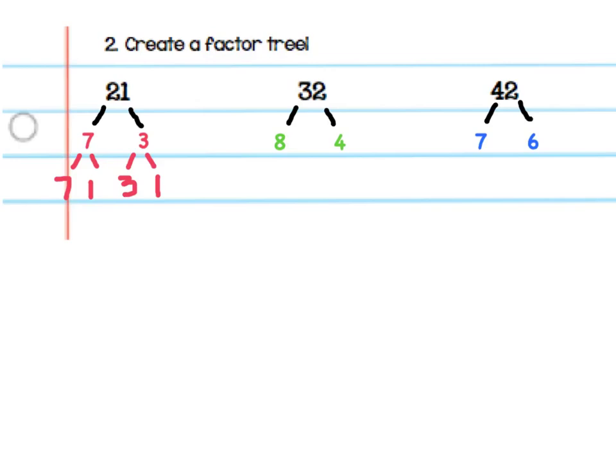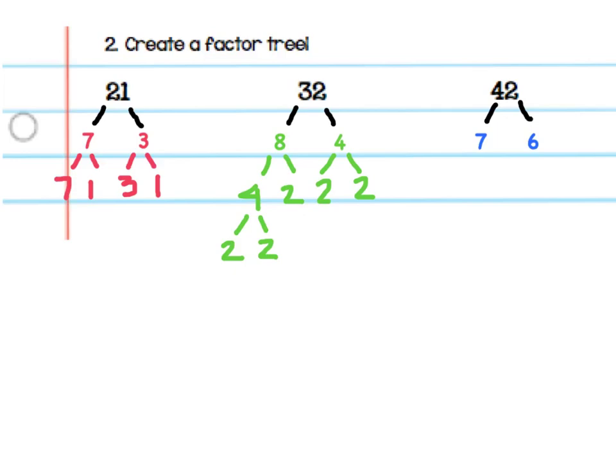Next one, 32. 8 times 4 gives us 32. Now 8, I can break it down to 4 times 2. Okay, notice 4, you can break that down to 2 times 2. Notice I have another 4 here, which I can then break down again to 2 times 2. So notice this is what our factor tree should look like.